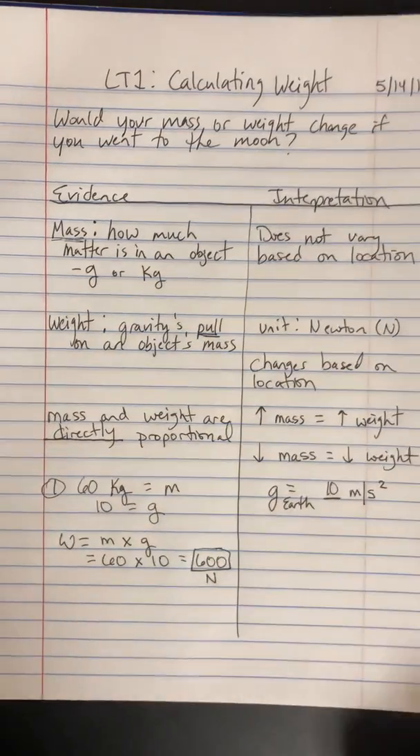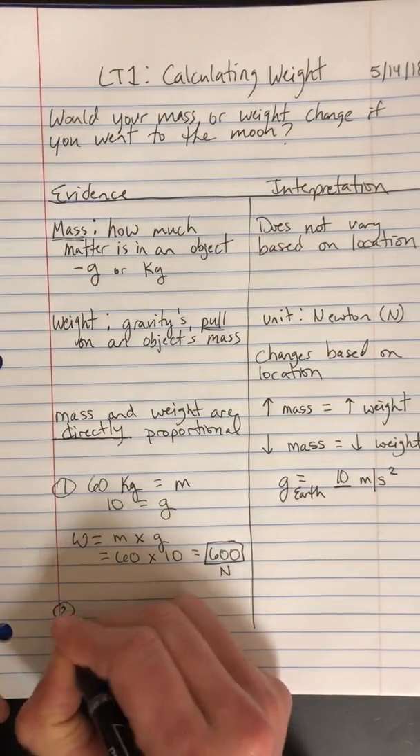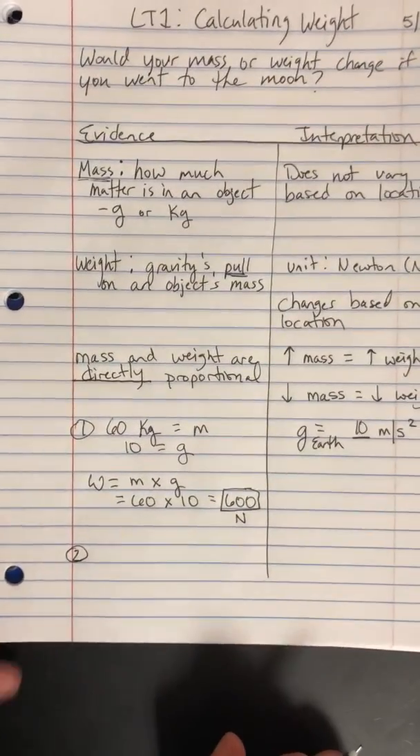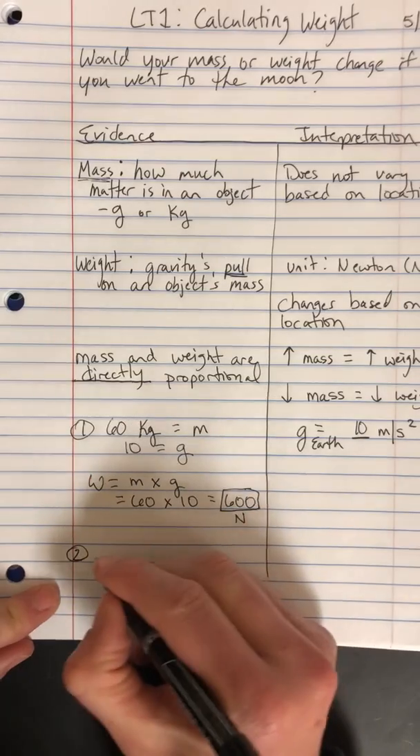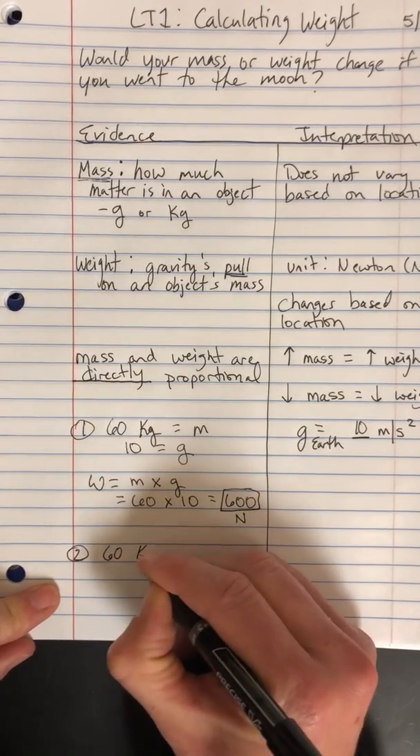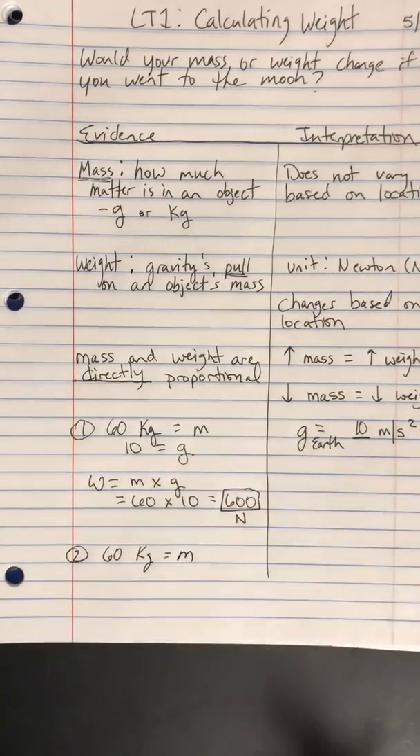Now, if we took Lily somewhere else. So I ship her off to the moon, and we look at her mass. Okay, so the amount of stuff she is storing probably hasn't changed. So her mass could still be 60 kilograms.